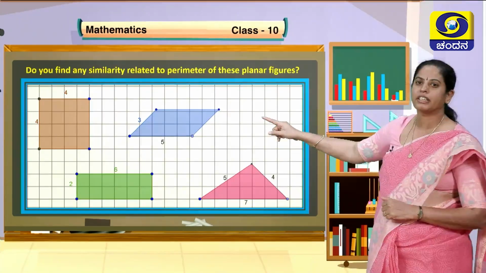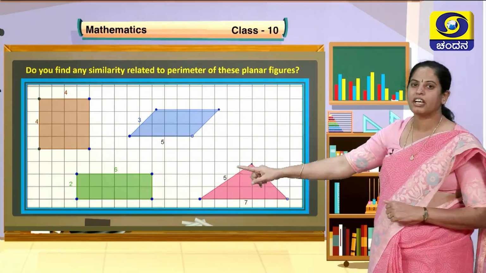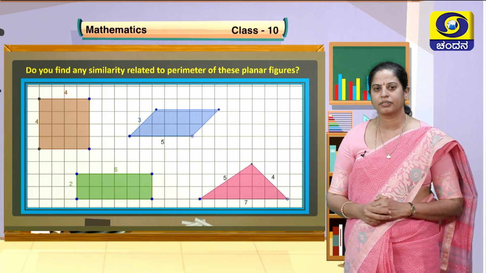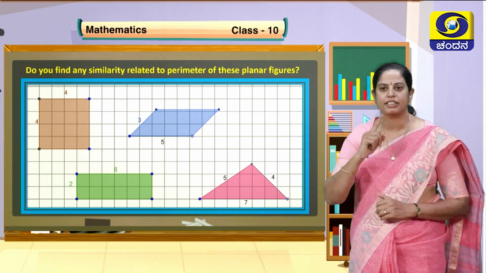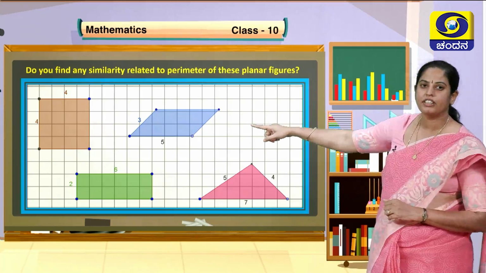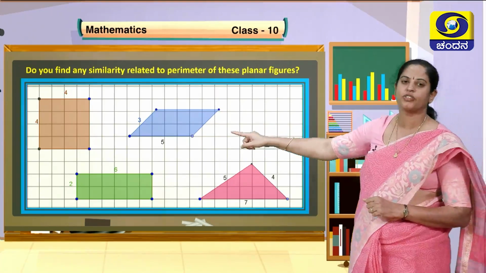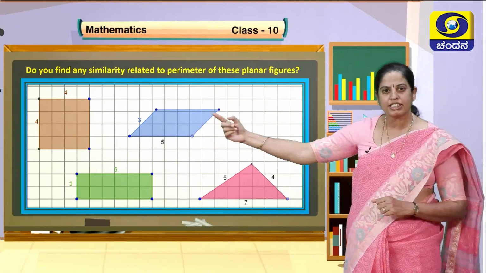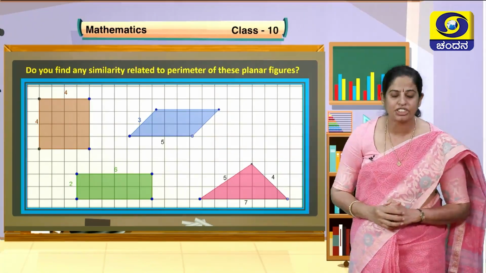Now, you are observing 4 planar figures on the screen, namely square, parallelogram, rectangle and triangle. Do you find any similarity related to the perimeter of these planar figures? Think. Yes, children. In the square, if you find the perimeter of the square, it is 4 plus 4 plus 4 plus 4, that is 4 taken 4 times, it is 16.